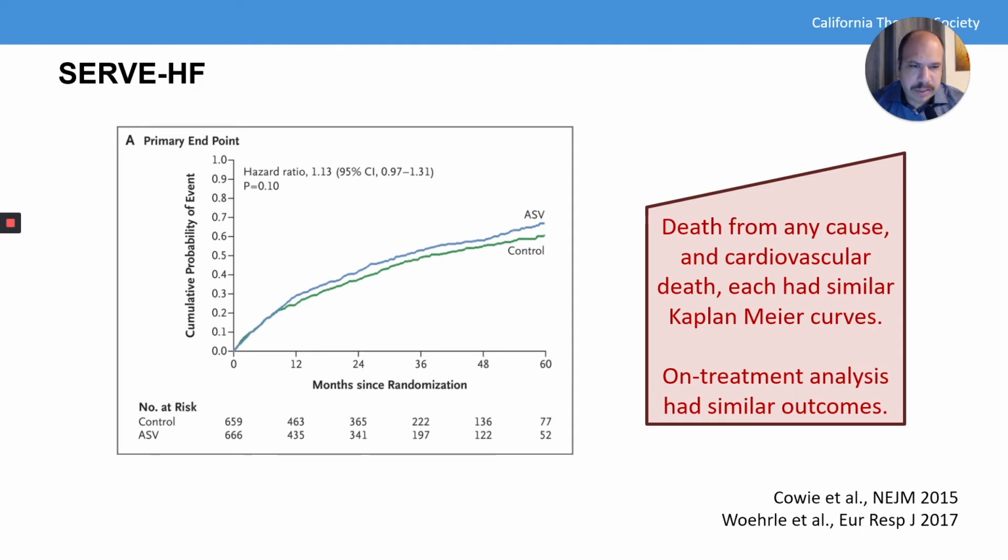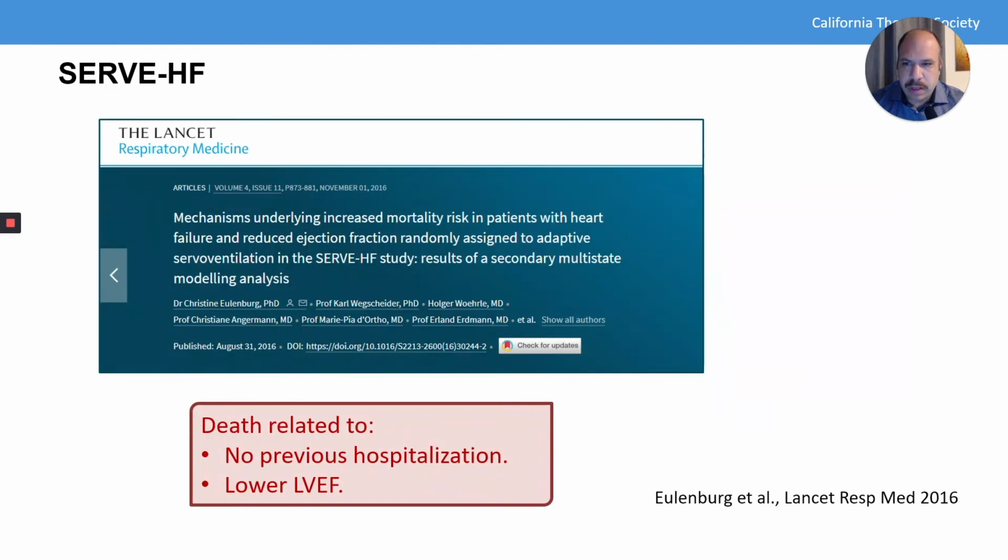The Kaplan-Meier curves looked similar if you looked at death from any cause and cardiovascular death as well. And then if you looked specifically at the on-treatment analysis instead of the intention to treat analysis, that had similar outcomes as well. So why is this? There were several papers that came out subsequently which looked at the data to try to tease out why patients who got ASV would do worse. And it seems to be that there's a signal for increase in mortality that's related to not having been hospitalized previously, and then also having a lower LV ejection fraction.